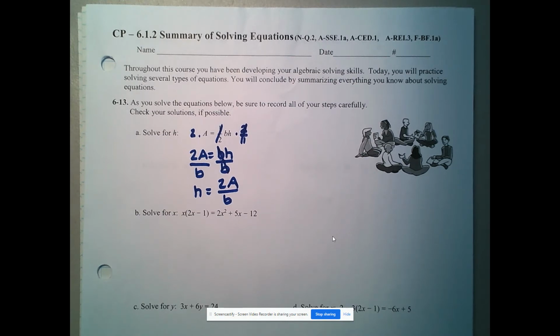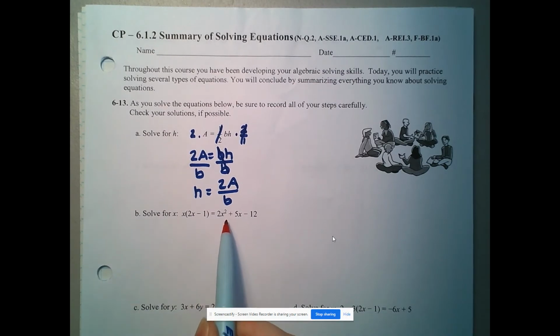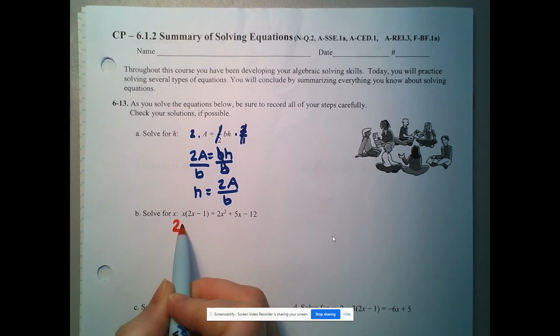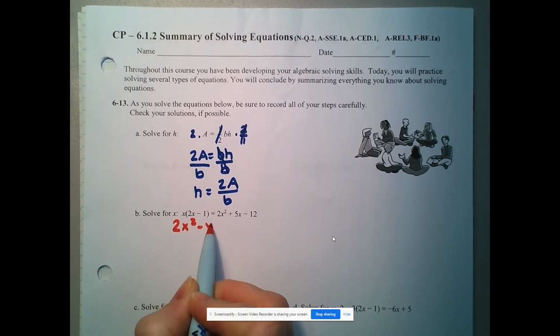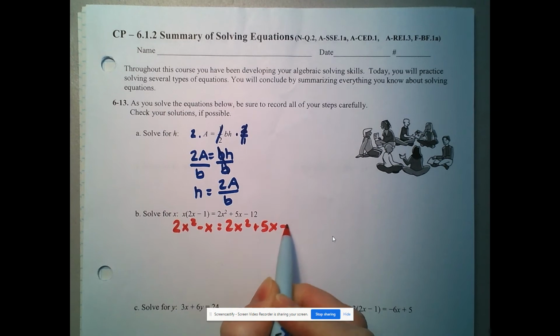All right, for b, solve for x. So we are trying to get x by itself. So I'm going to look at the left side and say I can't divide both sides by x because the right-hand side doesn't have an x in every term. So I'm going to distribute first. X times 2x is 2x squared minus x equals 2x squared plus 5x minus 12.